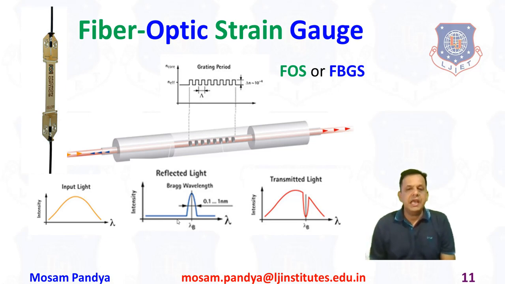So reflected light at the Bragg wavelength. This part is reflected, and the remaining part will not be reflected. So this gap you can observe here, and this in turn will give you the strain presence, and this intensity will give you the actual amount of the strain. Okay, so dynamically it can vary across the axis.